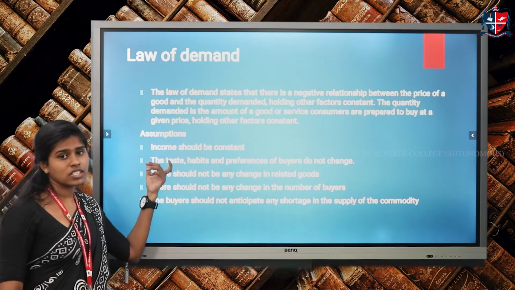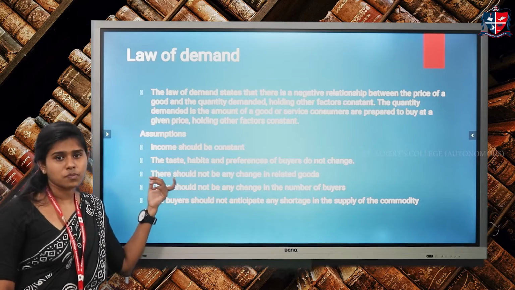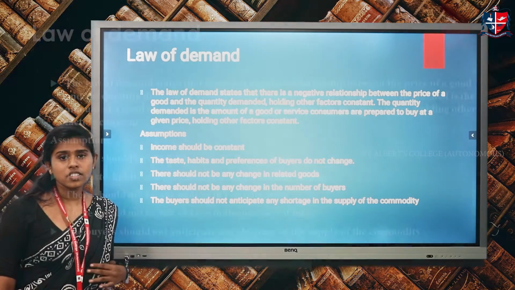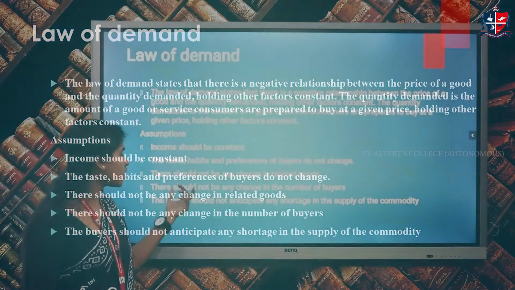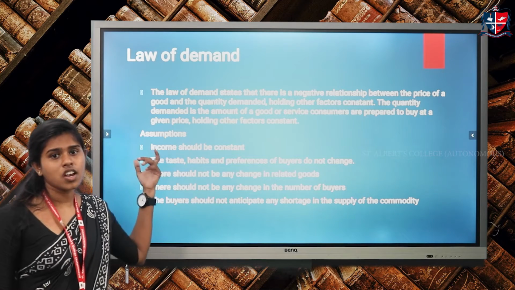This item, taste, preference and the habits of the consumer, is also kept as fixed. There should not be any change in the related goods. The price of the related goods is another factor which causes a change in the demand, so these factors should also be kept fixed. There should not be any change in the number of buyers. As the number of buyers increases, the demand will obviously increase. So we have to make sure that the number of buyers is also constant in explaining the law of demand.